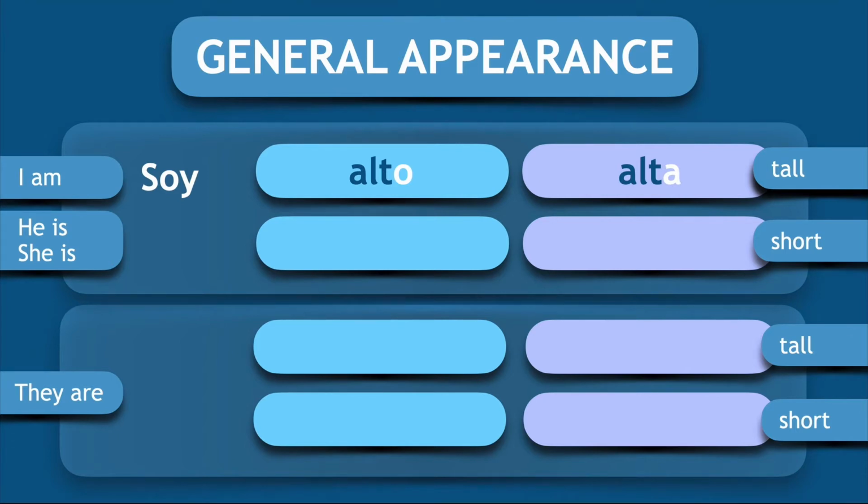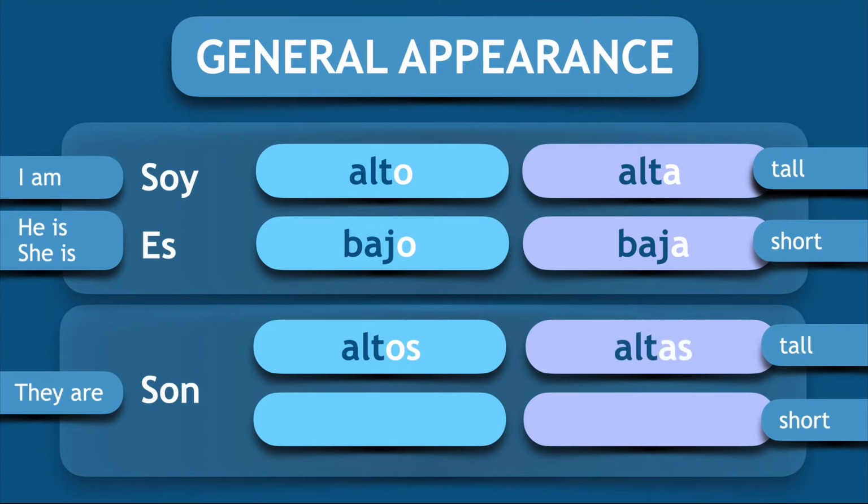If you wanted to say he is short, you could say es bajo if he was a man, and es baja if she was a woman. If you wanted to say they are tall, you could say son altos if they were a group of men or men and women, and son altas if they were a group of women only. If you wanted to say they are short, you could say son bajos if they were a group of men or men and women, and son bajas if they were a group of women only.